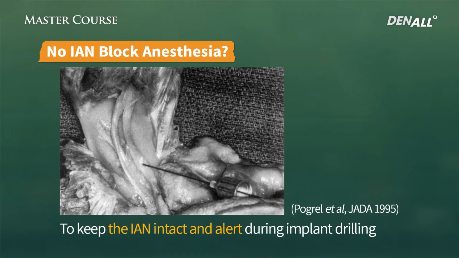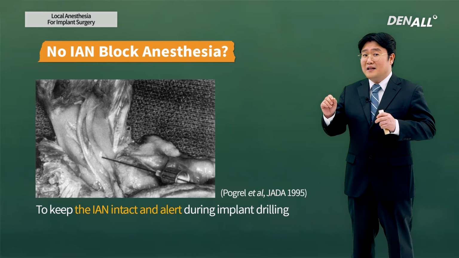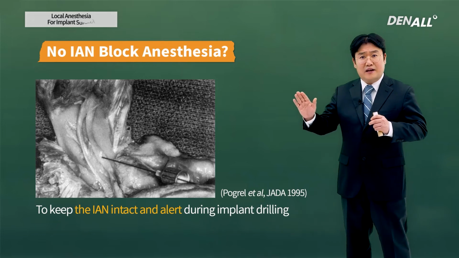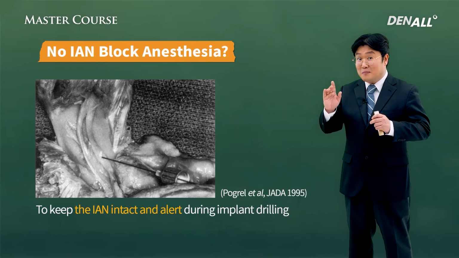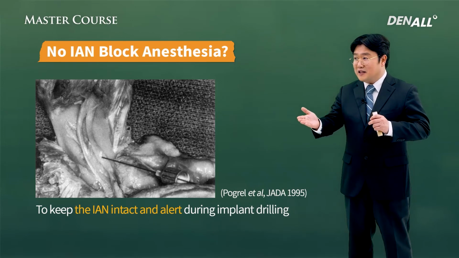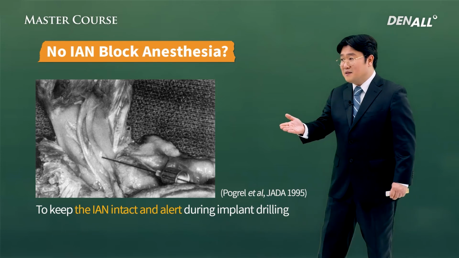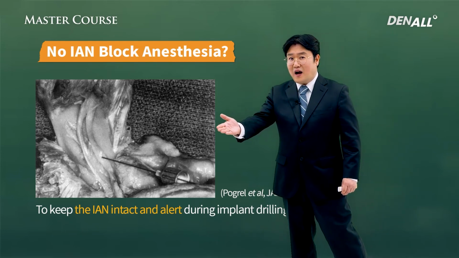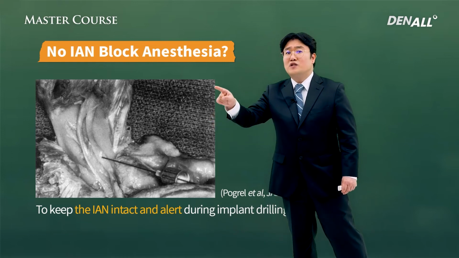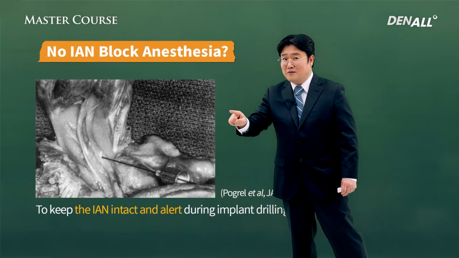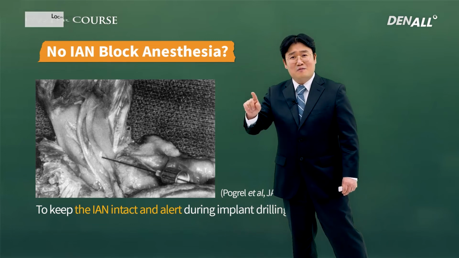Recently, there's no controversy over local anesthesia, but there can be one when you do implant surgery. Some doctors do not block the inferior alveolar nerve. Why? The first reason, if you look at the picture, is that the needle directly touches the inferior alveolar nerve. That's the fear, and people are afraid that they may touch the inferior alveolar nerve directly. That's the first reason.